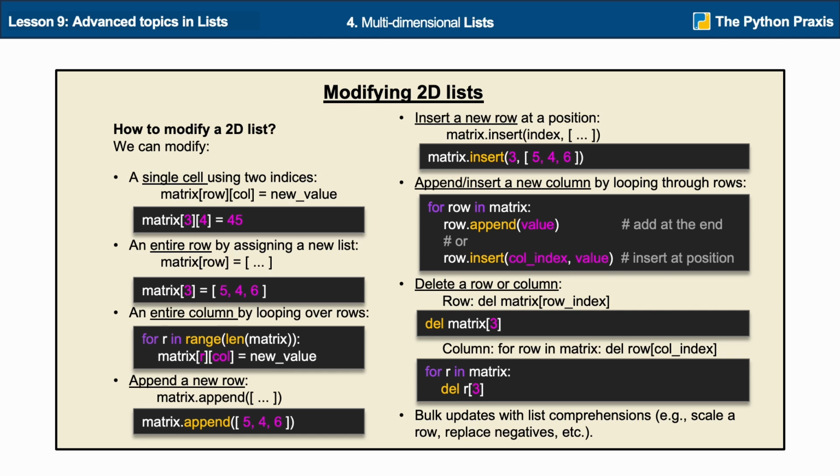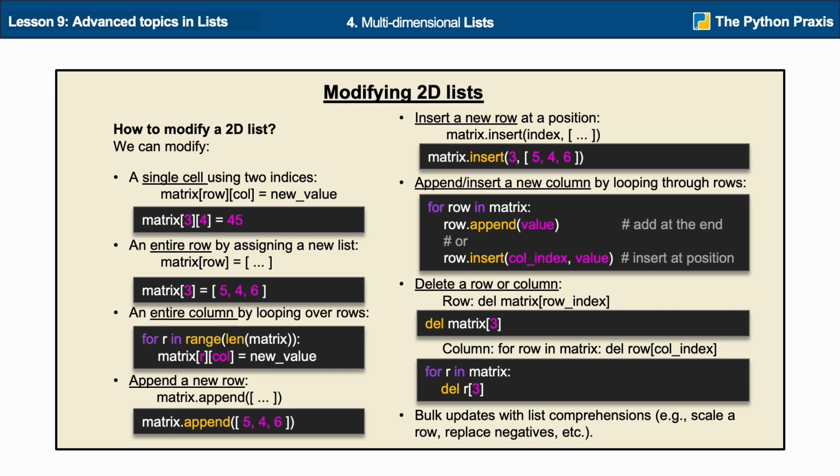In order to insert a new row at a position, the syntax is listName.insert, and inside parentheses as arguments, we put the index of the position for the new list as the first argument, and the new list itself as the second argument. For example, matrix.insert, open parentheses, 3, and inside square brackets we put 5, 4, and 6, and then close the parentheses.